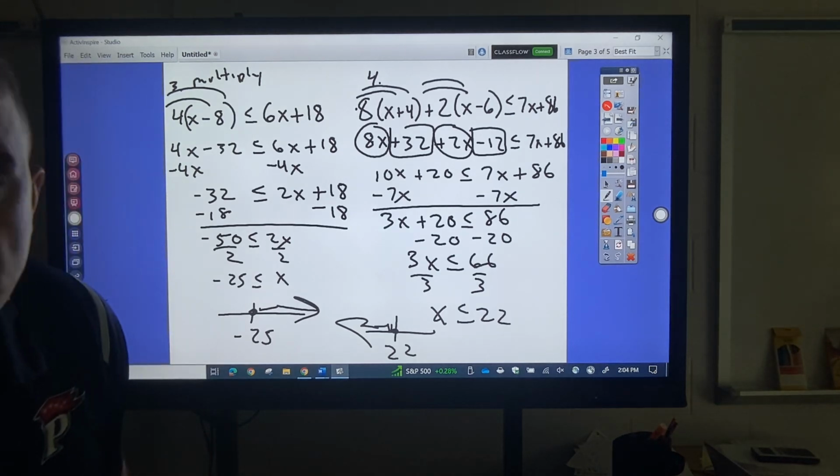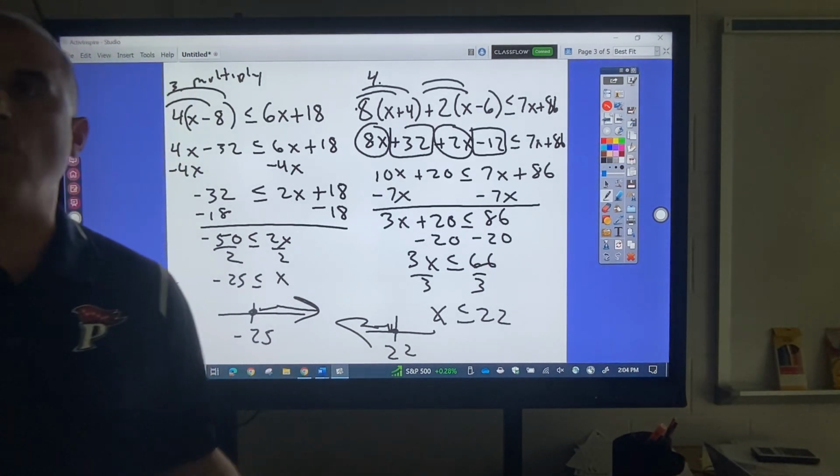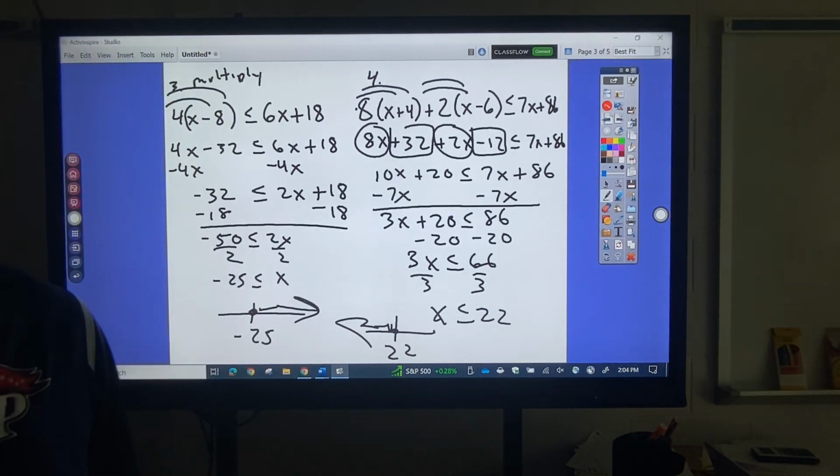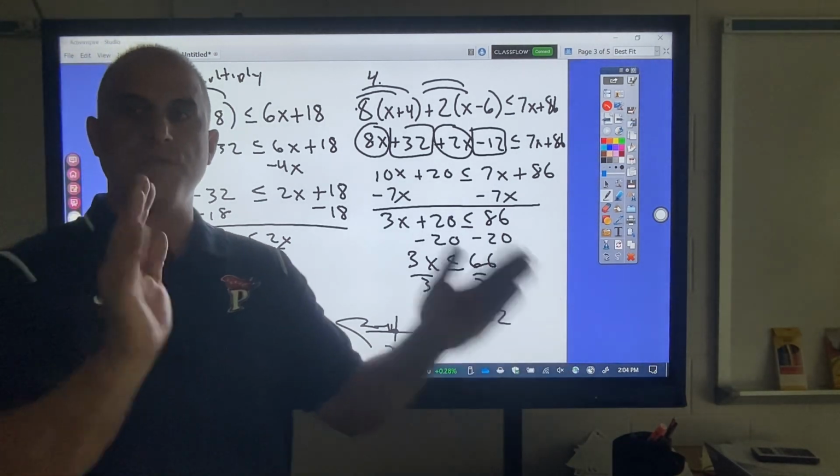Okay? And you guys did good with solving equations before. Inequalities, just adding the graphing piece. If you divide by a negative, make sure you flip your inequality.